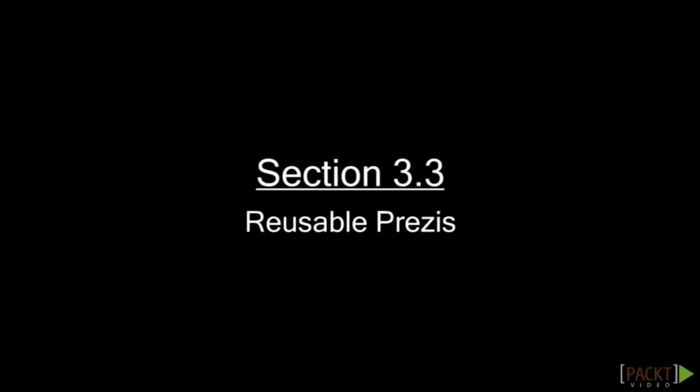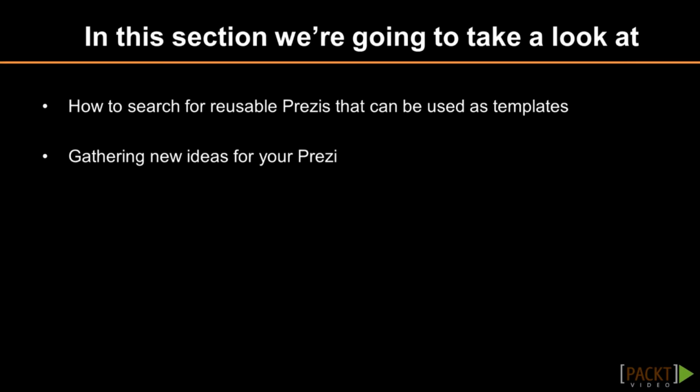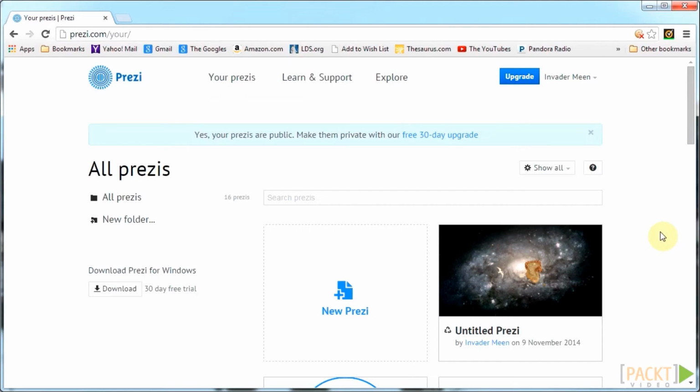Hello, and welcome back to Mastering Prezi. This is Module 3, Section 3, Reusable Prezis. In this section, we're going to take a look at Prezis that you can use as your own. By default, all Prezis saved on the website are set to public and reusable. A reusable Prezi is a Prezi that anyone can make a copy of and edit for their own purposes.